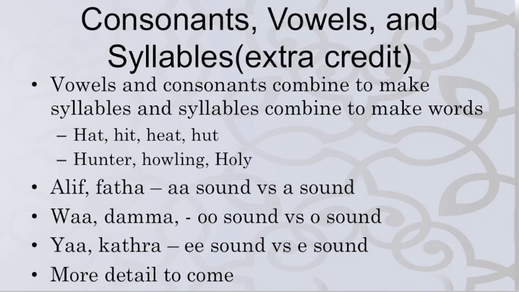We're going to go into a lot more detail when I cover the movement marks in the Quran, how they are pronounced, and how letters, consonants, and syllables combine to make Arabic words. So the letters and their sounds are a versus a, oo versus oo, e versus e. Just 2 versus 1. Just remember that, and there's a lot more detail to come in a later lesson, where I'll cover the movement marks in the Quran in detail.